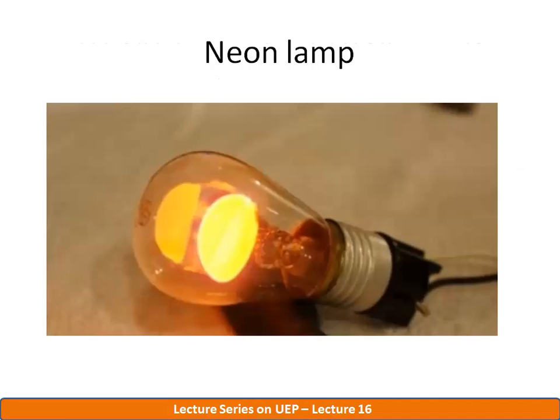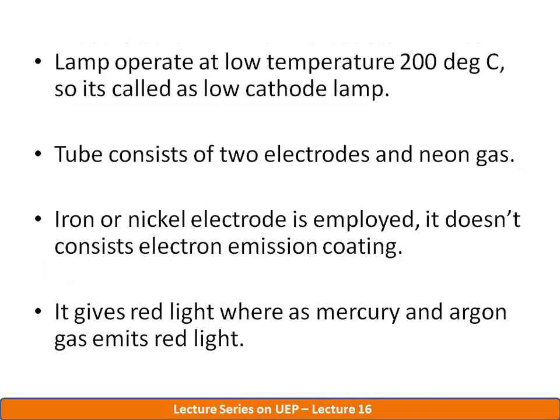Neon lamp belongs to the cold cathode lamp. The lamp operates at a very low temperature of 200 degrees Celsius. In comparison with the other lamps, the temperature is very low. That's why it's called a cold cathode lamp.